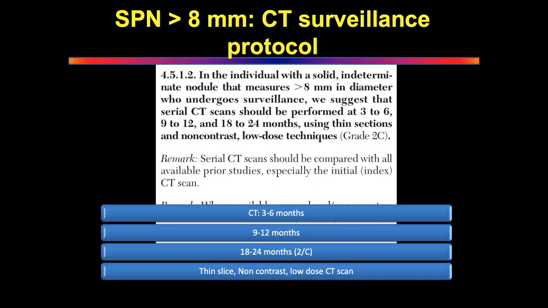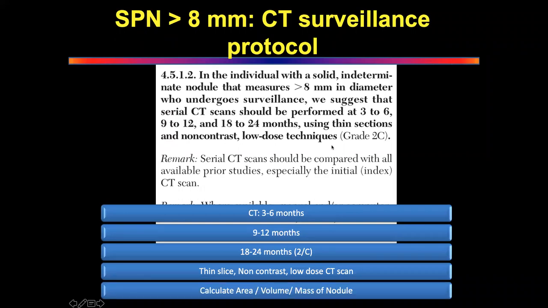And the recommendation is thin slice, non-contrast, low-dose CT. I ask you this: should you do contrast or non-contrast? And the recommendation is thin slice, non-contrast, low-dose CT, using thin sections and a low-dose technique. And you have to calculate the area, the volume, and mass of the nodule. So this is important. The volumetry is more important than the diameter. So it's not two-dimensional, it's actually three-dimensional calculations.